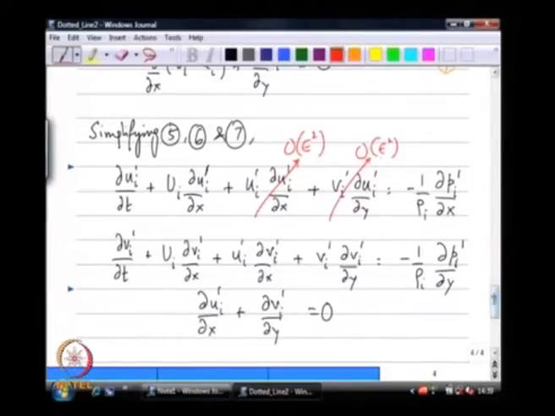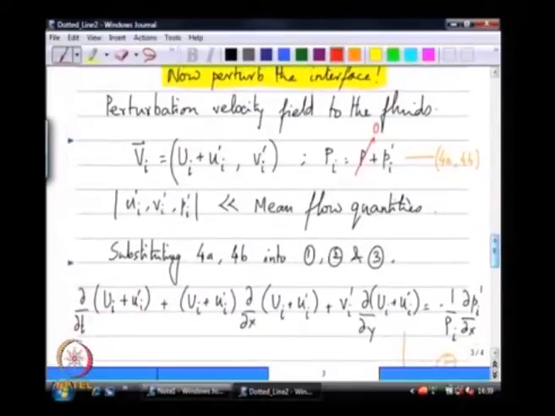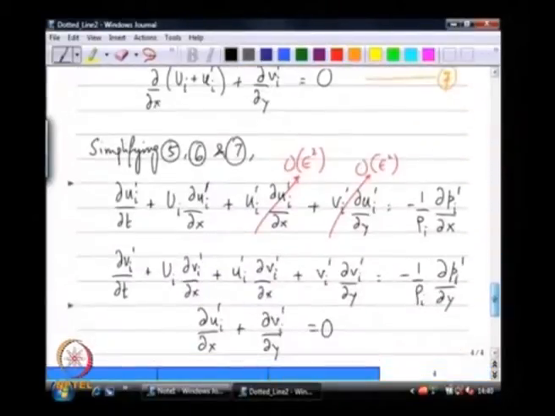So, if u_i, if these quantities are all order epsilon, epsilon is some small number, then what it automatically means is that these 2 terms have 2 primed quantities multiplying each other.